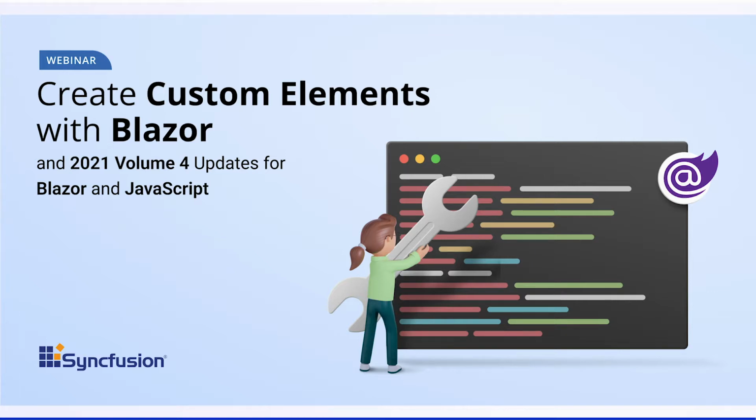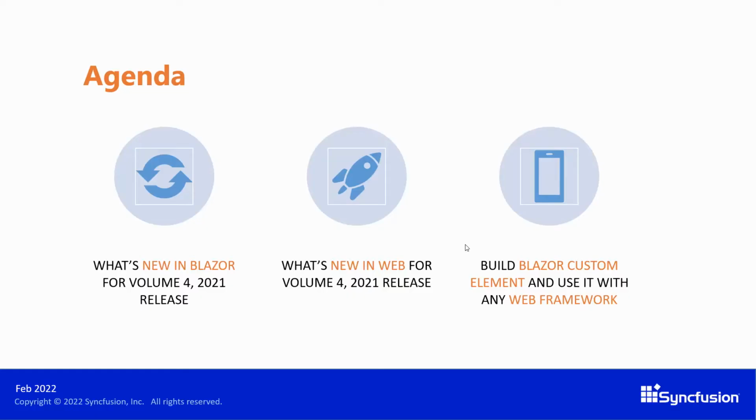And today I'm going to present topics like what are the new things that are added to our Blazor and web components for this Volume 4 2021 release. And at last, we'll see how to build a Blazor custom element and use it from a simple Angular project. So let's move on to the Blazor updates first.